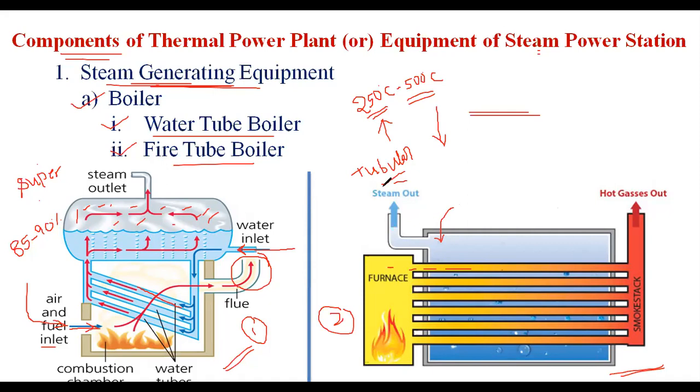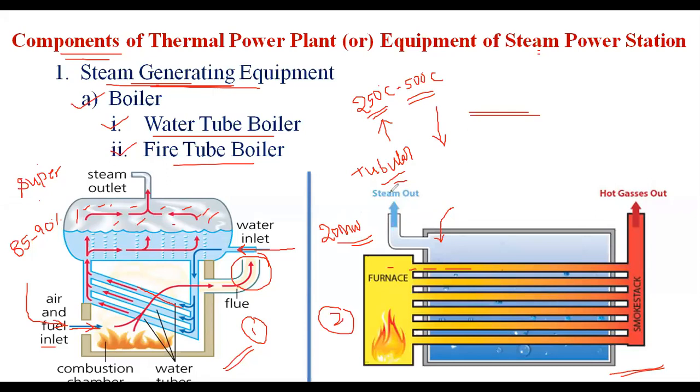To maintain the temperature constant always. Here, in the fire tube boiler, the steam production is less, and it's not suitable for the large power plant. The maximum output should be considered only for 20 megawatts.